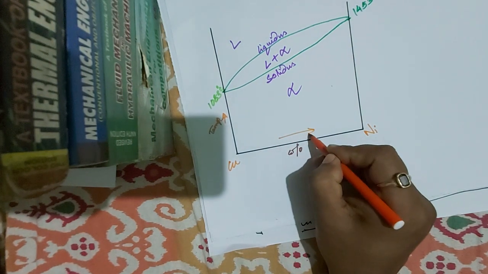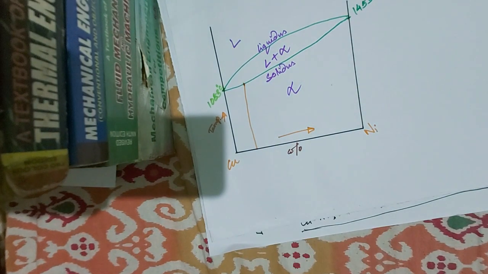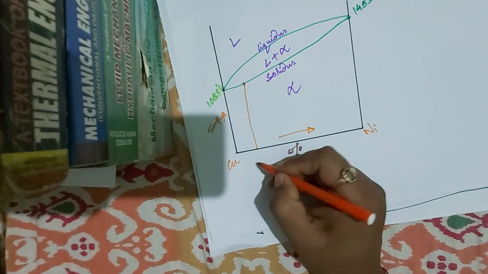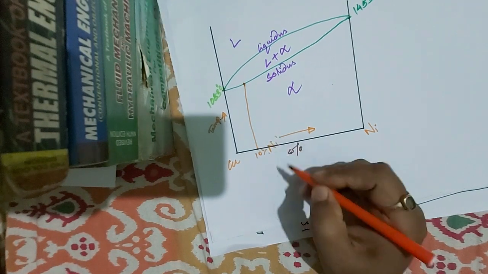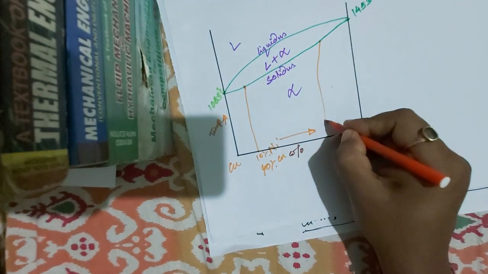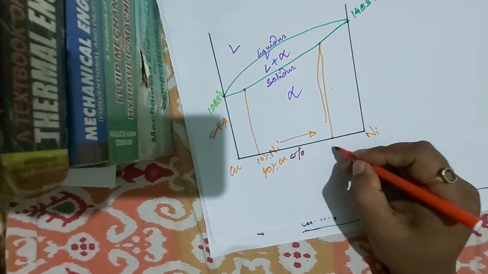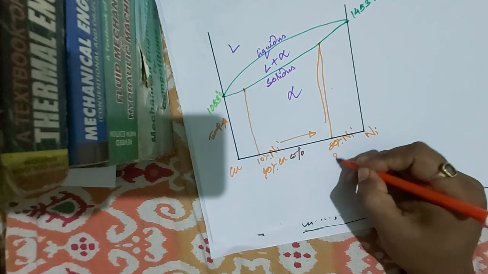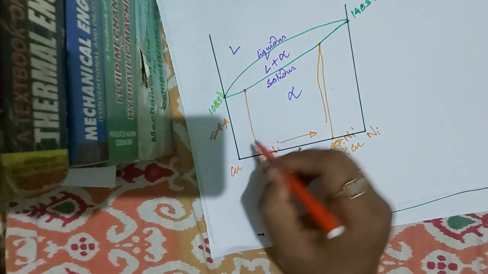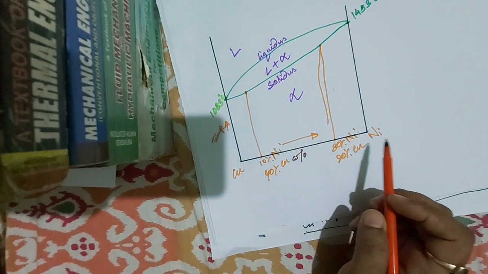So this is the composition axis. Here, if we take this point, the percentage of copper and nickel will be 10% nickel and 90% copper. But if we take this position, it may consist of 80% nickel and 20% copper. So on this side, the composition of these two components differs.